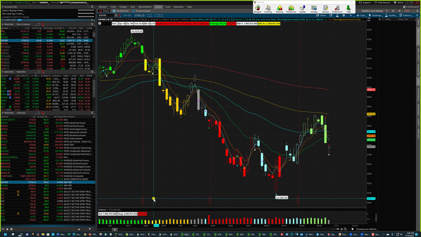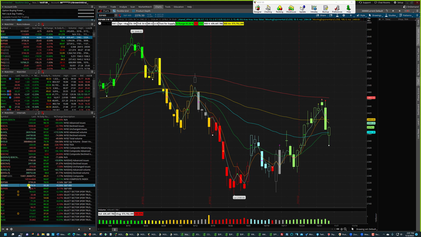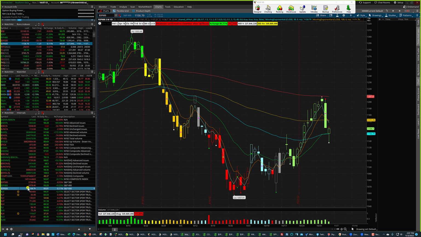Here's the S&P 500, same thing. You can see the big gap down from yesterday. It opened here, traded down to here, and here's where it currently is. It's been this high. And then I also put the 400 in here and the 600.